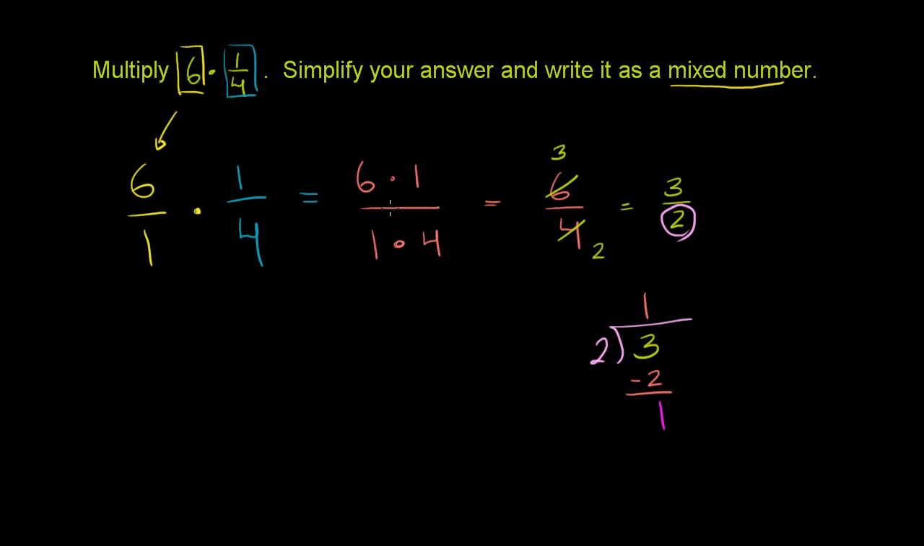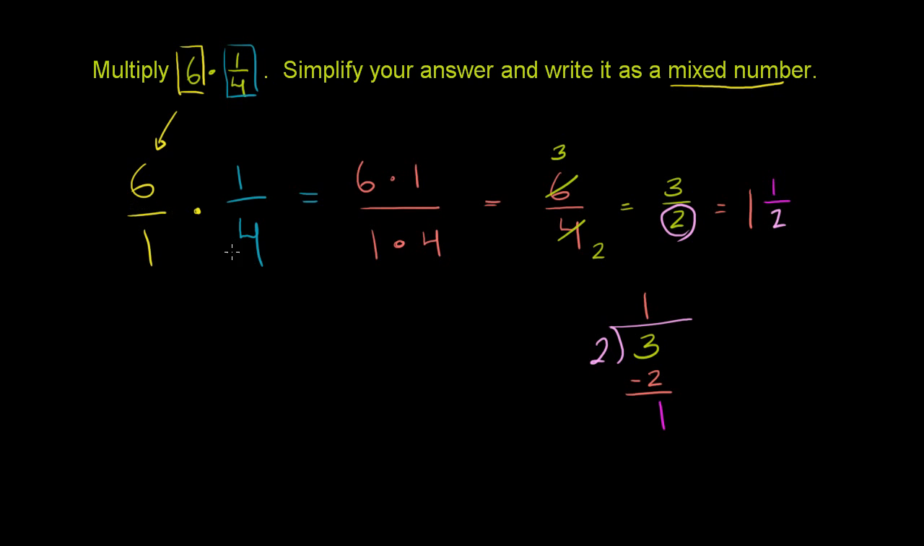So this will become 1 whole, and 1 over 2 left over. So this is 1 and 1/2. So that's our right answer. We've just simplified the answer and wrote it as a mixed number.